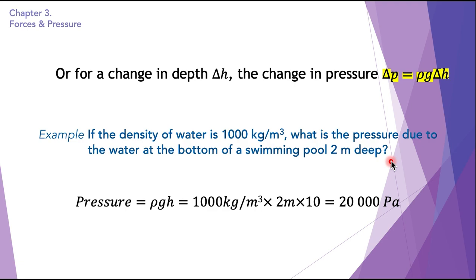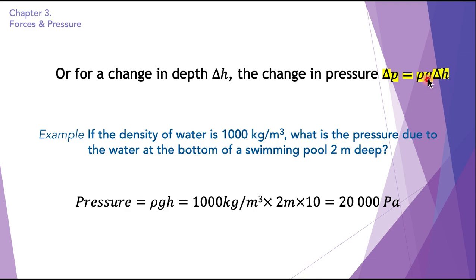So what we're going to do is use the liquid pressure equation. 1000 kilograms per meter cube is the density, and we multiply it with the height of the liquid and multiply it by 10, which is the gravity, and we get the answer. To find the change in pressure, we use the Pg delta h equation. Delta h means the change in depth. So what the depth was before and what it is now. Basically, we subtract the initial depth from the final depth and we find the change in depth.